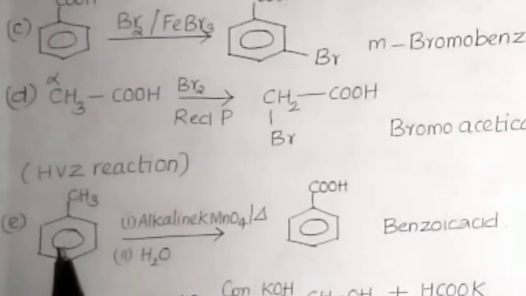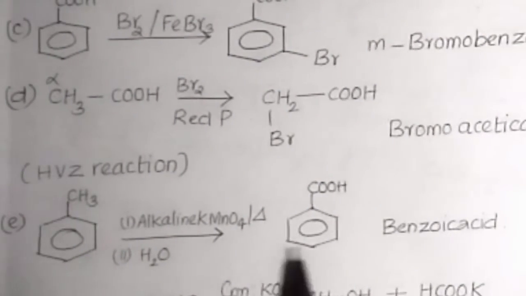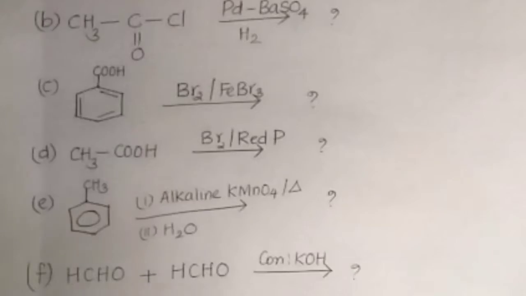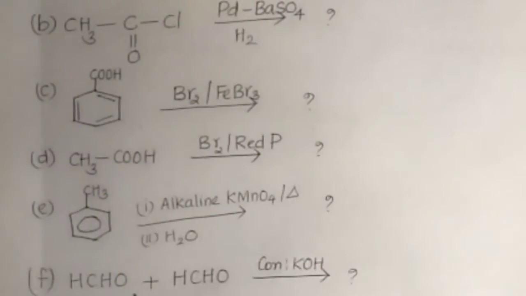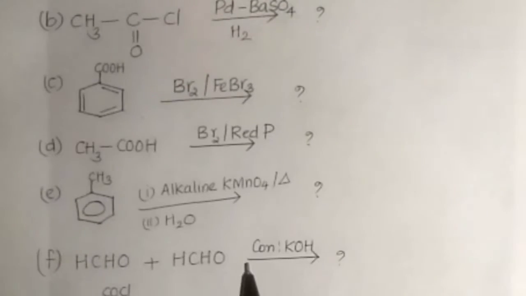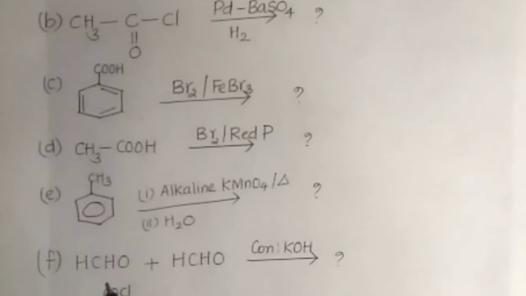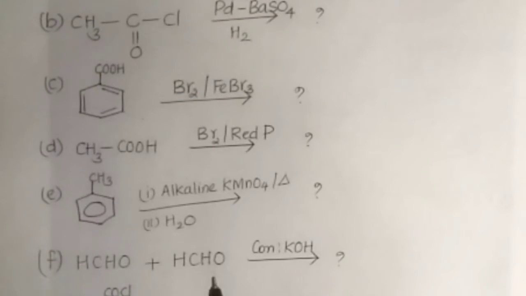Then another question, how will you convert toluene to benzoic acid? Oxidation followed by hydrolysis. The next question is HCHO plus HCHO in presence of concentrated KOH alkali. So here two molecules react.